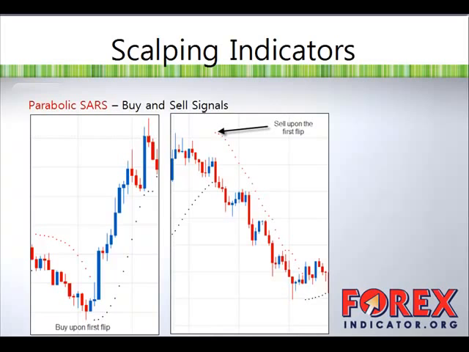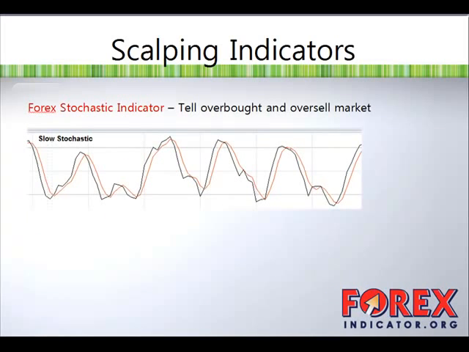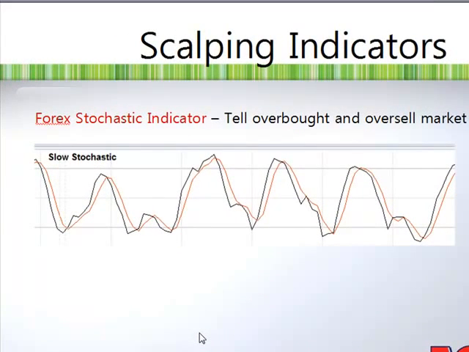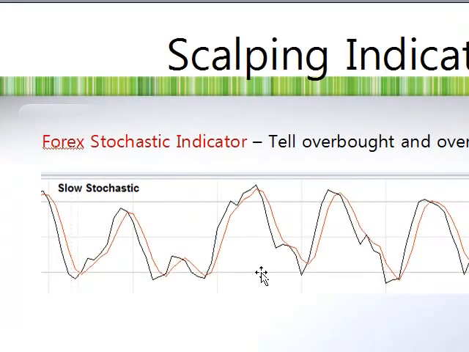The second indicator that we are talking about is the stochastic indicator. Basically, this stochastic indicator is an oscillator. As you can see, the price actually oscillates up and down. What it does is that it tells us whether the market is currently overbought or oversold. The line on top represents the overbought level, which is typically at 80. And this line here represents the oversold level, which is typically at 20.